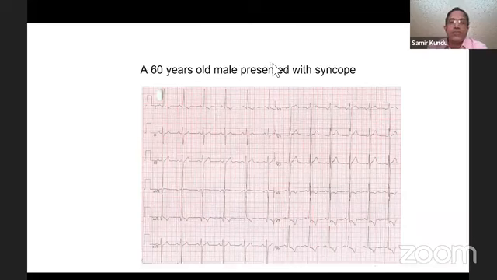This is another ECG of a patient presenting with syncope. There is left ventricular hypertrophy with strain pattern. This is the ECG of an aortic stenosis patient. All Sokolow-Lyon criteria are fulfilled, R wave in aVL more than 11 millimeter, and there is also left atrial enlargement and left axis deviation. So this is the ECG of left ventricular hypertrophy with strain pattern.